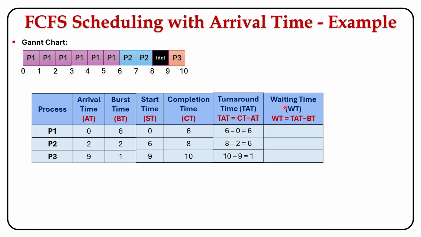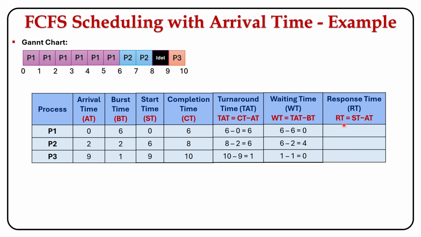Next, we can calculate the waiting time using the formula turnaround time minus burst time. The turnaround time for process P1 is 6 and burst time for process P1 is 6. So we get 6 minus 6 is equal to 0. For process P2, the turnaround time is 6 and the burst time is 2. So 6 minus 2 is equal to 4. Next, for process P3, the turnaround time is 1 and the burst time is 1. So 1 minus 1 is equal to 0. The waiting time for process P1 is 0, for process P2 is 4, and for process P3 is 0.